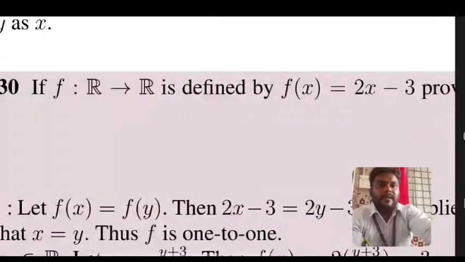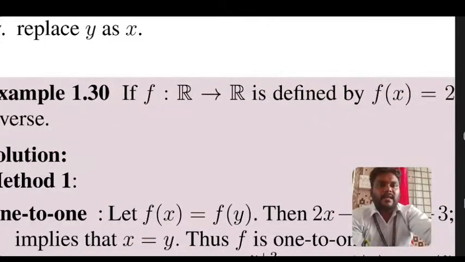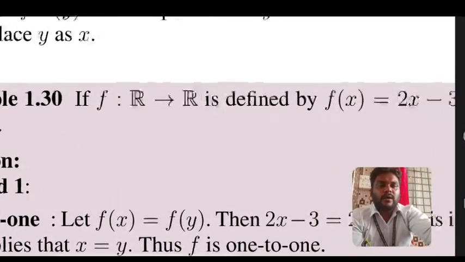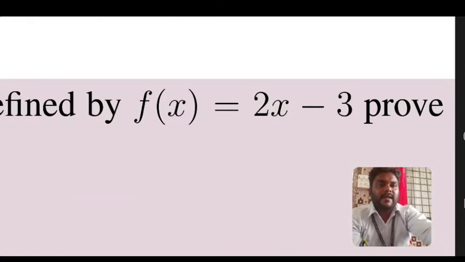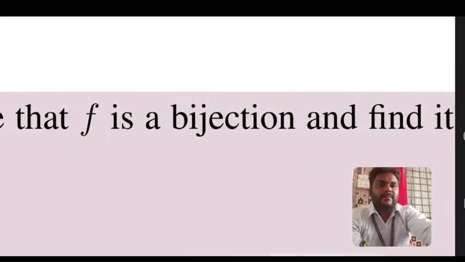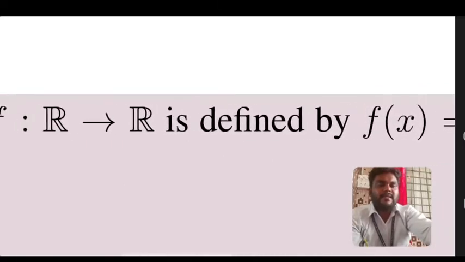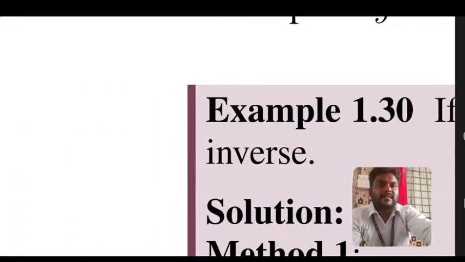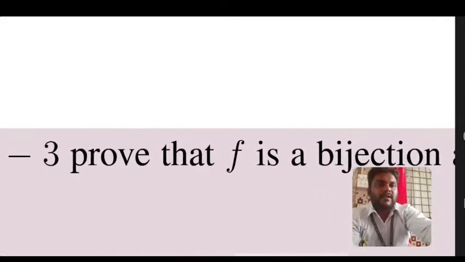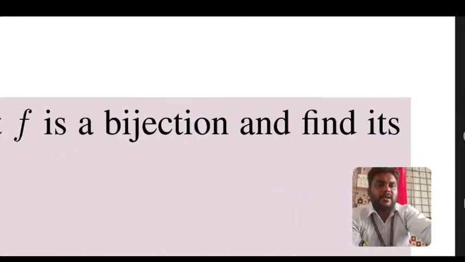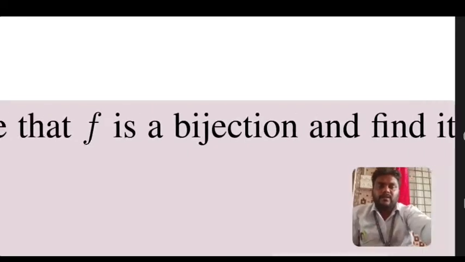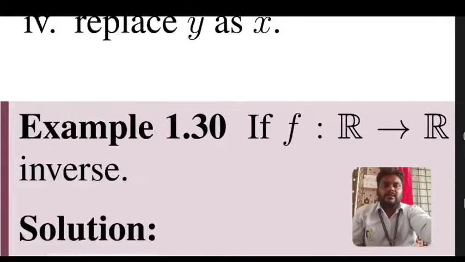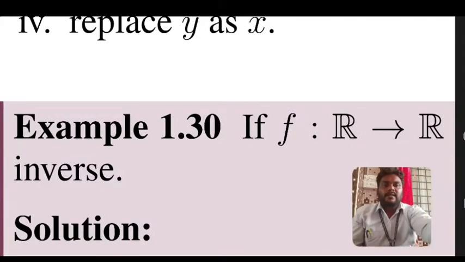I repeat, example 1.30. If f from R to R is defined by f of x equal to 2x minus 3, prove that f is a bijection and find its inverse. So first we are going to find out whether it's a bijection or not. Bijection or not means to find one-one and onto, and next we are going to find out f inverse also. So this is example 1.30.